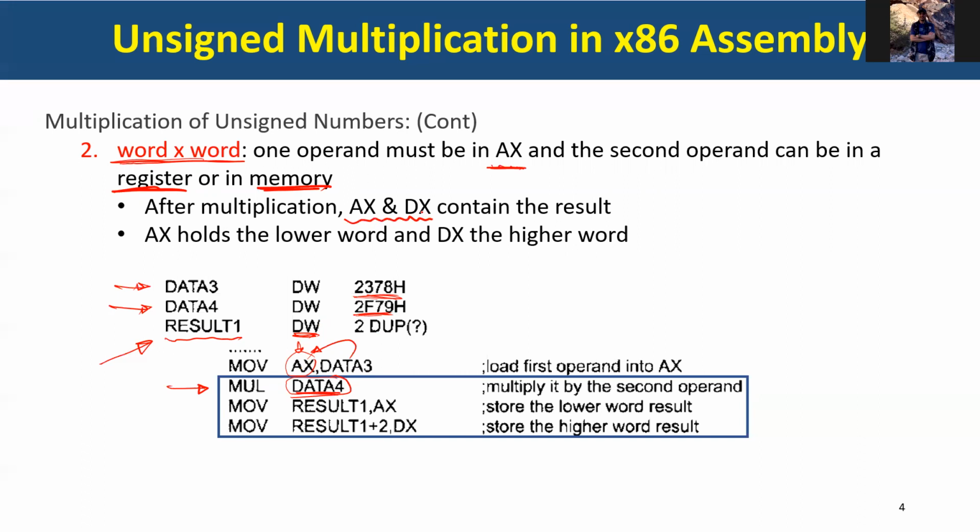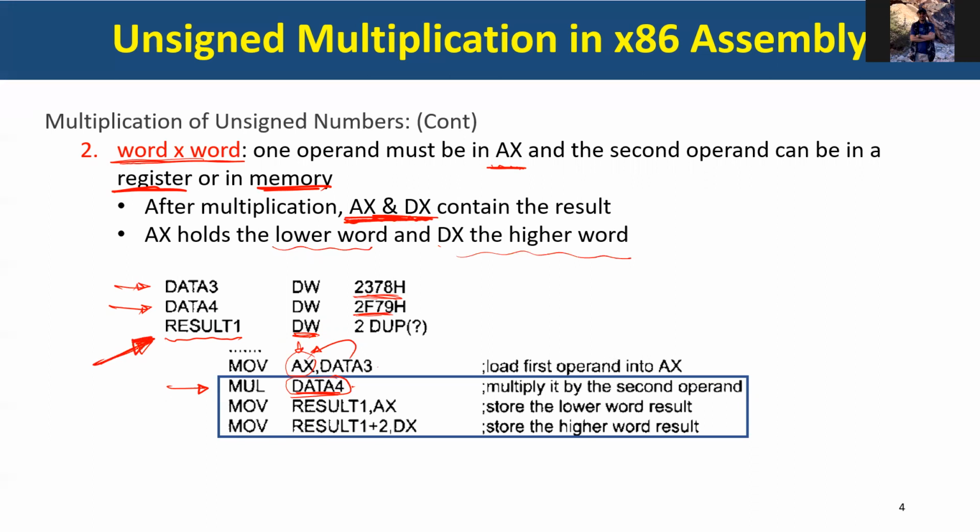So when you multiply word by word, the output might be 2 words. So the size of the output can be up to 2 words. So we need 2 words to store the result. That's why we used AX and DX here. So AX will have the lower word and DX will have the higher word. Okay, so the result of multiplying data 3 by data 4 will be stored in AX and DX.